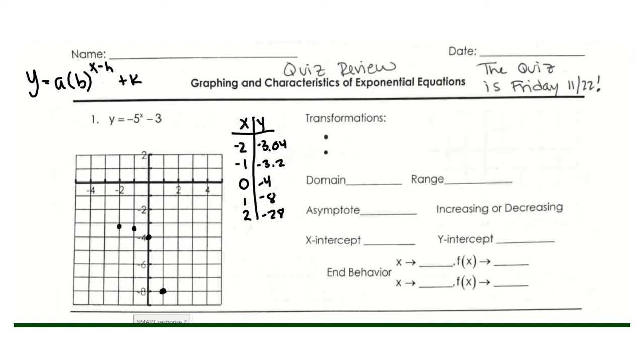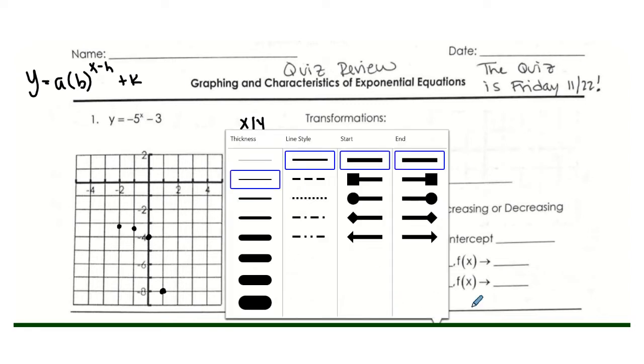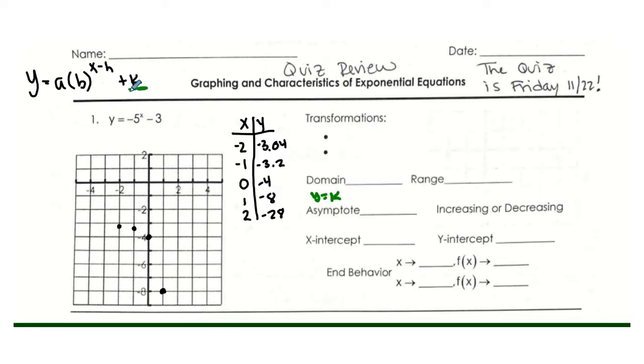I cannot connect these points in a line until I have my asymptote. Your asymptote is always your k value, so it's always y equals k. So again, k is that number here on the end. So here my k value is -3. So my asymptote is going to be y equals -3. Y equals -3 is a horizontal line that goes straight through where y is -3 on your y-axis. So this is the asymptote y equals -3.